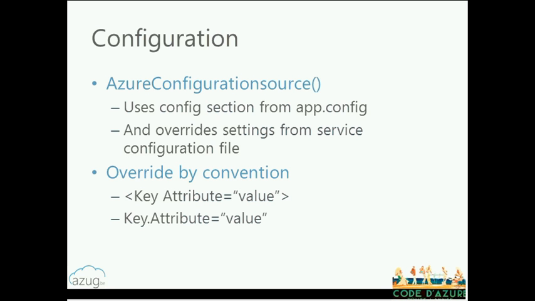By default, it uses configuration sections from app config and web config files, but you can override these settings from the service configuration file. So it's a two-step configuration process. First, I read config sections from app config, and then, by convention, I override settings from the service configuration file. The convention is as follows: if you have an XML tag key and an attribute with a given value, I will allow you to override that value by specifying key.attribute equals value in the service configuration file.